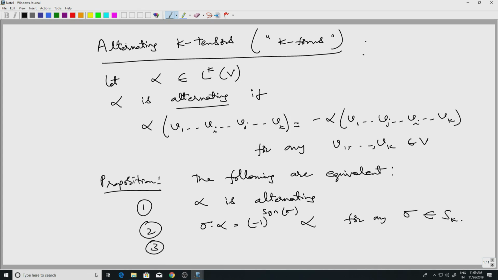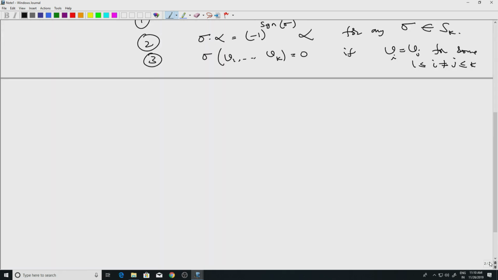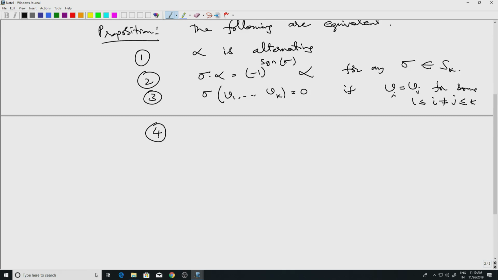The third thing is alpha of v1 up to vk is 0 if whenever two input variables are equal. So here I want vi equal to vj for some i not equal to j, with i and j greater than or equal to 1 and less than or equal to k. The fourth thing is a similar thing. This is 0 if the set of vectors v1 up to vk is linearly dependent.